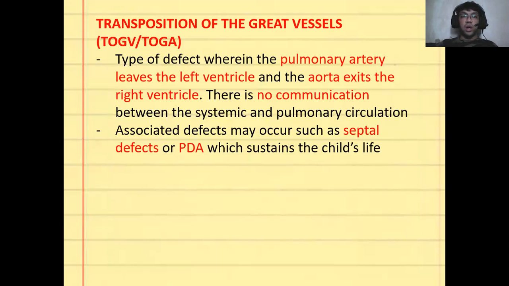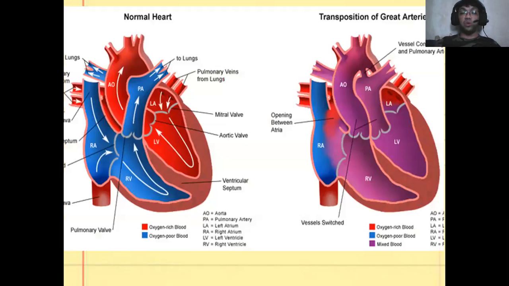Now we go to TGA, transposition of the great vessels or great arteries. This is a type of defect wherein the pulmonary artery leaves the left ventricle and the aorta exits the right ventricle. And there's no communication between the systemic and pulmonary circulation. Associated defects here would be septal defects such as PDA or ventricular septal defect, which will sustain the life of the child.